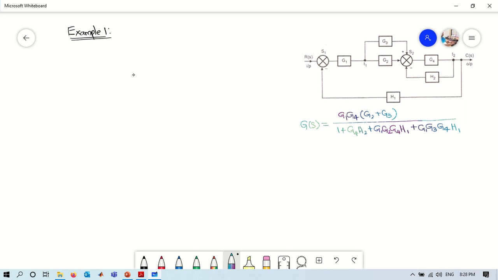Okay. So by block diagram reduction technique, we already solved this, and we got the transfer function of this system as G1 G4 into G2 plus G3 divided by 1 plus G4 H2 plus G1 G2 G4 H1 plus G1 G3 G4 H1. So now what I am going to do is, initially transform this system into an equivalent signal flow graph, and from there identify the forward paths and feedback paths, and then apply Mason's gain formula to find the transfer function of the given system.